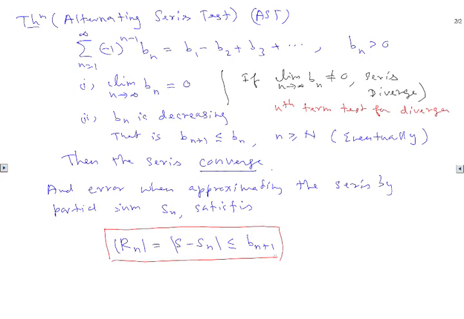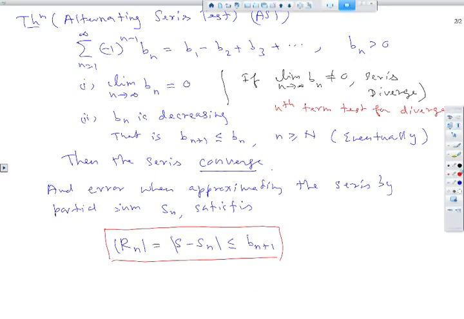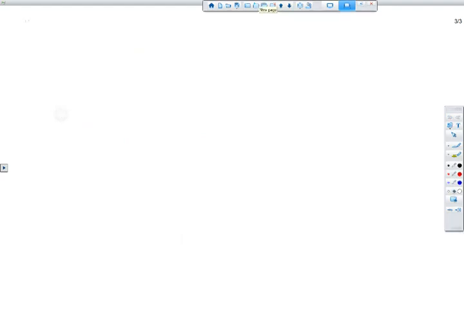So let's look at a few examples now. You can see it's a very powerful result, and it's very, very useful. As the first example, let's look at the alternating harmonic series. Example number 1: test for convergence.